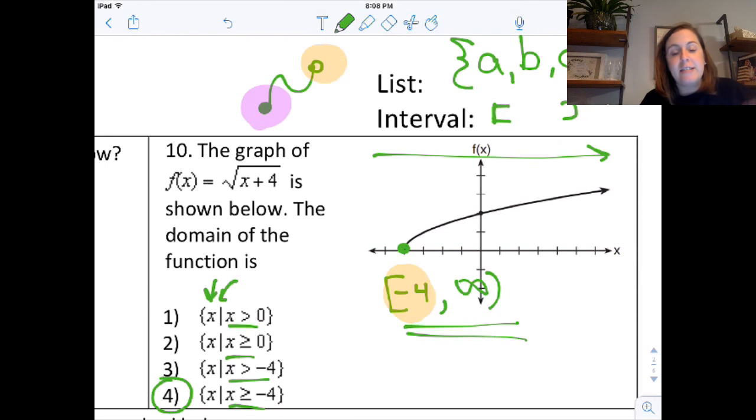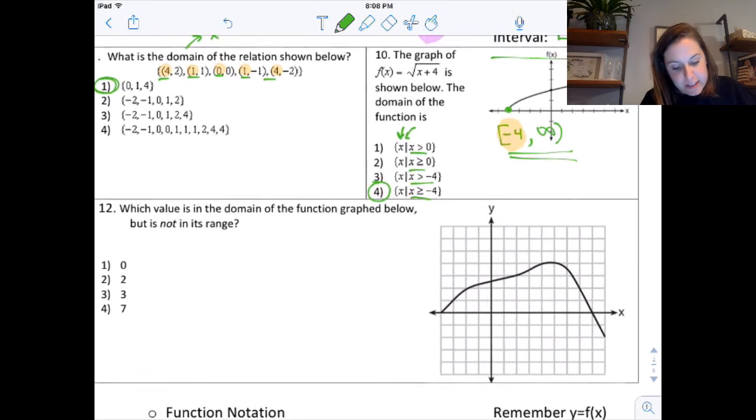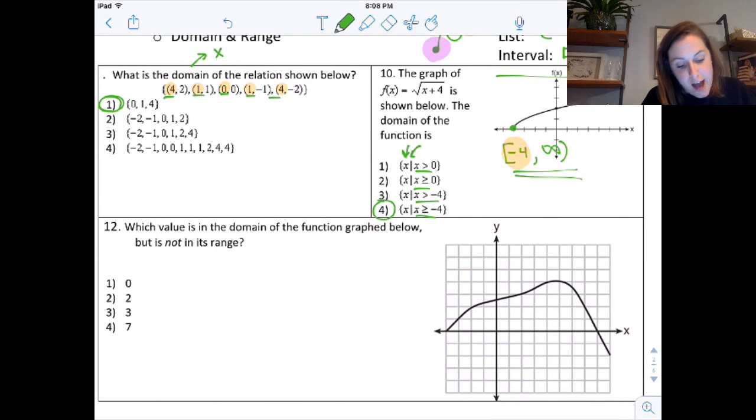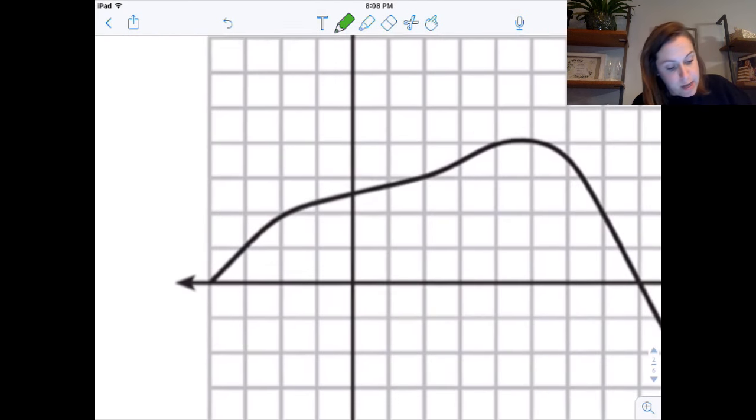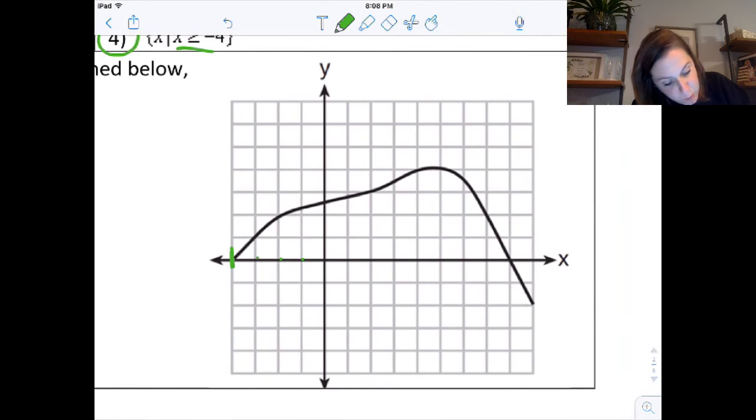All right, last one of these, which value is in the domain but not in the range? So this one requires you to find both and then go from there. Let's look at my domain first. So my domain, 1, 2, 3, 4, starts at -4. It ends at 1, 2, 3, 4, 5, 6, 7, 8, 9. Ends at 9. So my domain here is from -4 to 9.